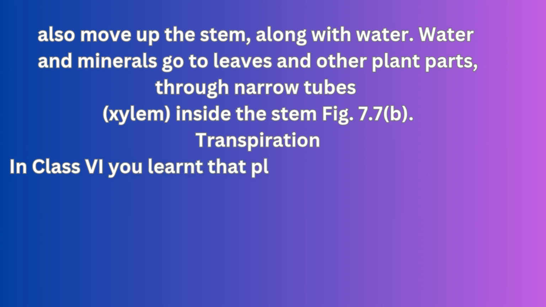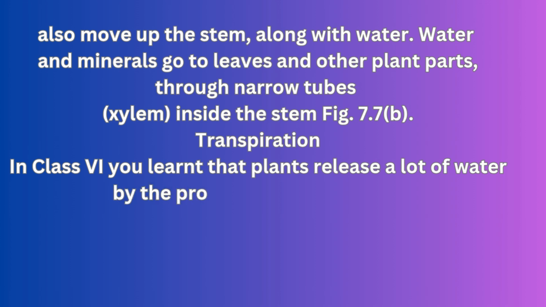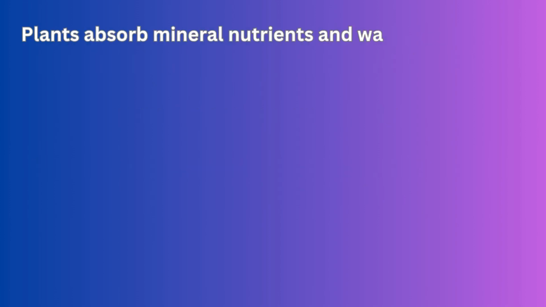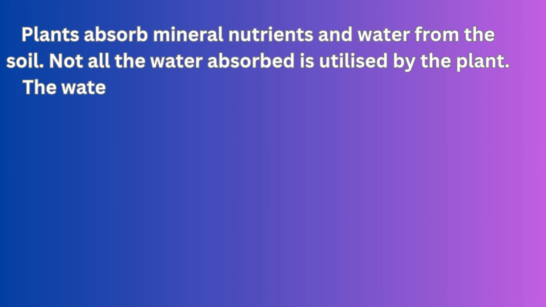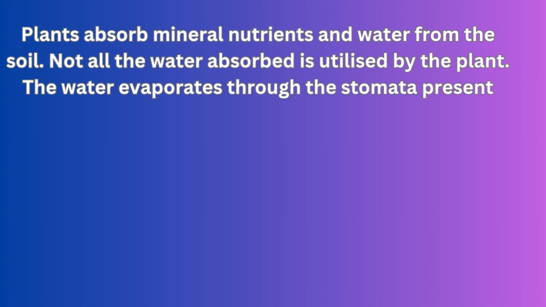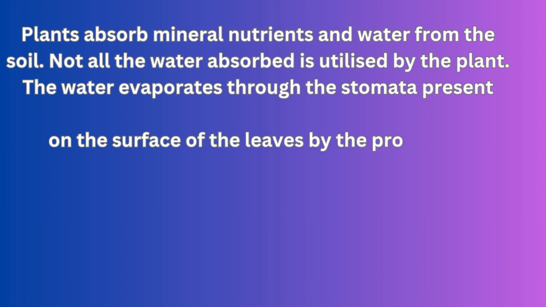Transpiration. In Class 6, you learnt that plants release a lot of water by the process of transpiration. Plants absorb mineral nutrients and water from the soil. Not all the water absorbed is utilized by the plant. The water evaporates through the stomata, present on the surface of the leaves.